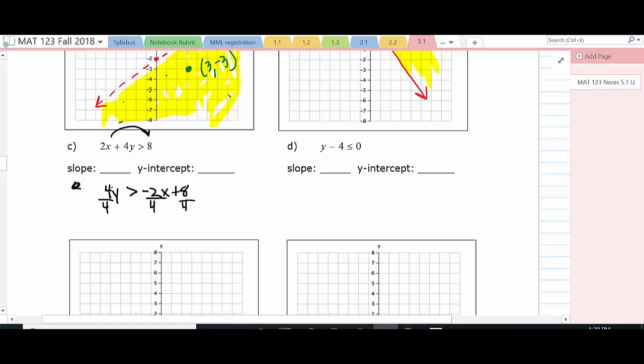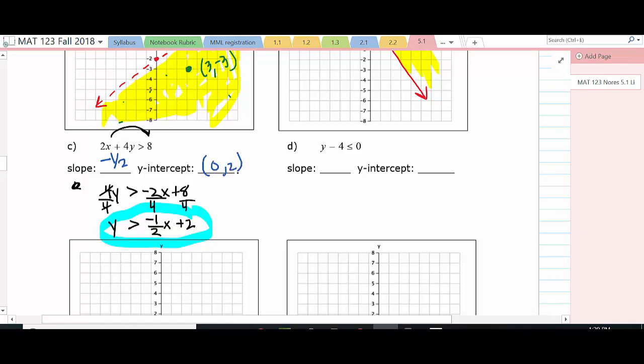Like that, so that would give y greater than -2 over 4, which reduces to -1/2. 8 over 4 is 2. So you want to start the problem by solving it for y if it's not, and then you just do the same thing. So now what's the slope? -1/2. Y-intercept is 2. Okay, like that.